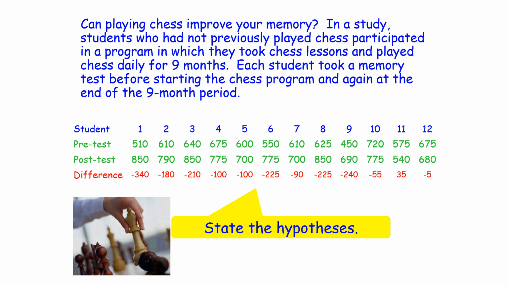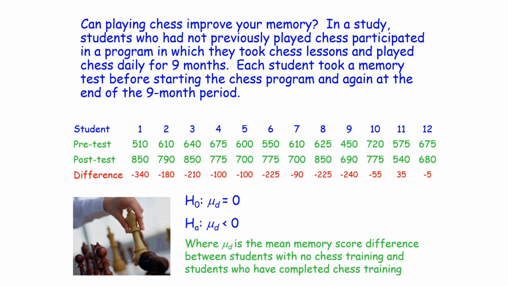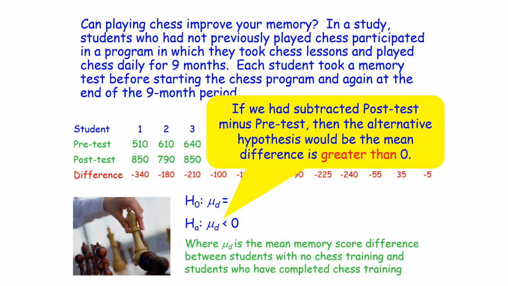Now we want to state our hypotheses. So here, our null hypothesis is that there is no difference. An alternative hypothesis is that it's less than 0. So here our mu sub d is the mean memory score difference between students with no chess training and students who have completed chess training. Something that's important to note here is that if we had subtracted the post-test minus the pre-test, then the alternative hypothesis would be the mean difference is greater than 0. Let's continue on.